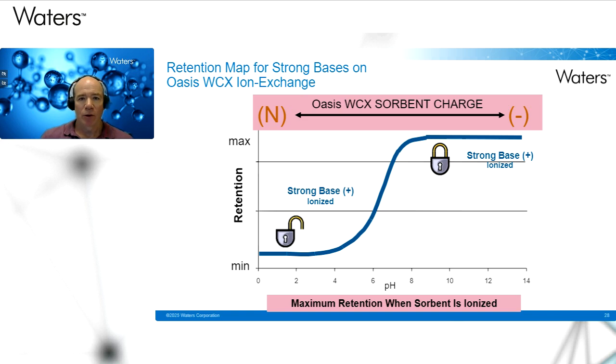We see a similar curve for the weak cation exchanger. The difference here is that instead of changing the ionization state of our compound, we're changing the ionization state of the sorbent. Once again, here we see a strong base, it's always ionized, and by changing the pH, we change the charge state of the sorbent, allowing for either strong retention or easy elution.